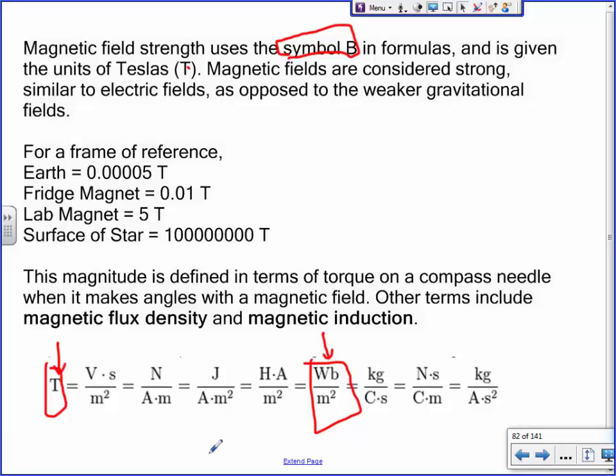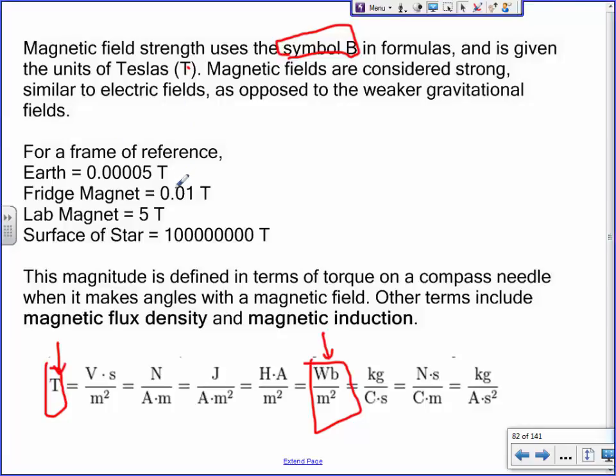Here's a frame of reference. Earth has a magnetic field. We know this because we can see how a compass will align with it. It doesn't align with north, it actually aligns with south, because the South Pole is actually the North Pole. Anyways, Earth actually has a magnetic field, but it's not all that strong.